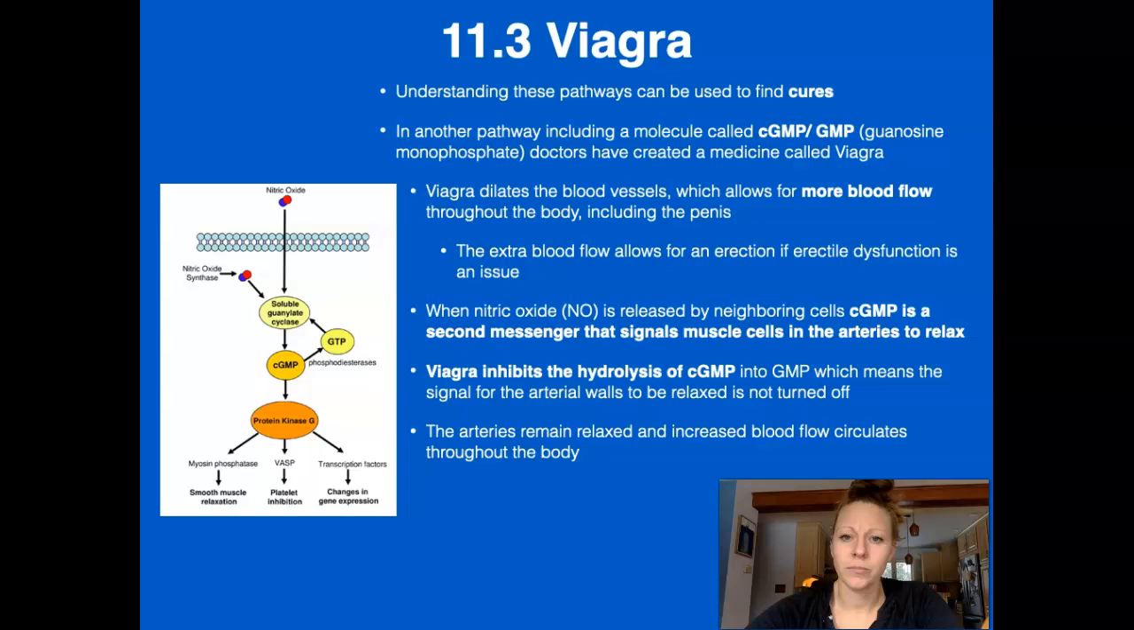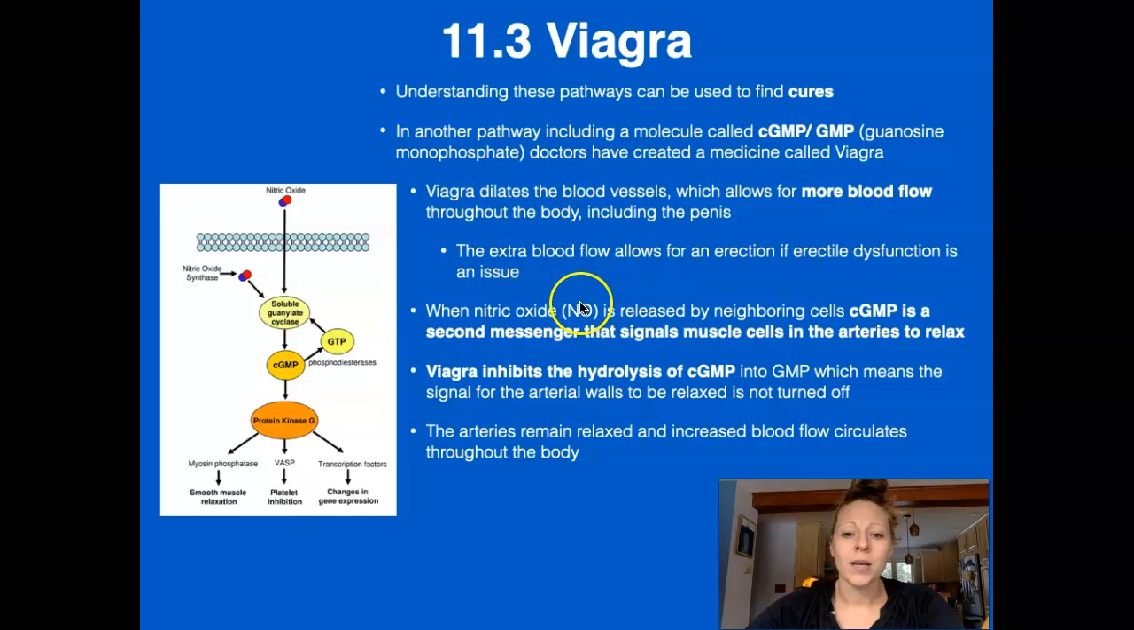Next category or topic is Viagra. So instead of a disease, we're looking at a cure. So the pathway for Viagra is going to include cyclic GMP, which is guanosine monophosphate, just like AMP. And once again, it's similar to ATP. And using this GMP, doctors have created Viagra. So we know that Viagra is going to dilate the blood vessels throughout the whole body. And the increase in blood in the penis is going to allow for an erection.